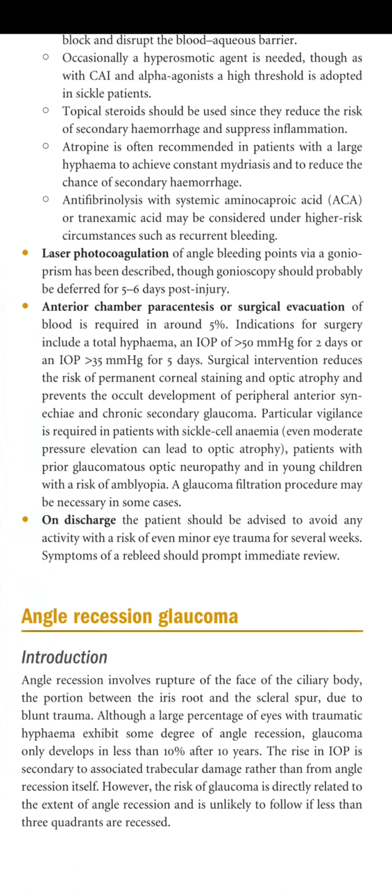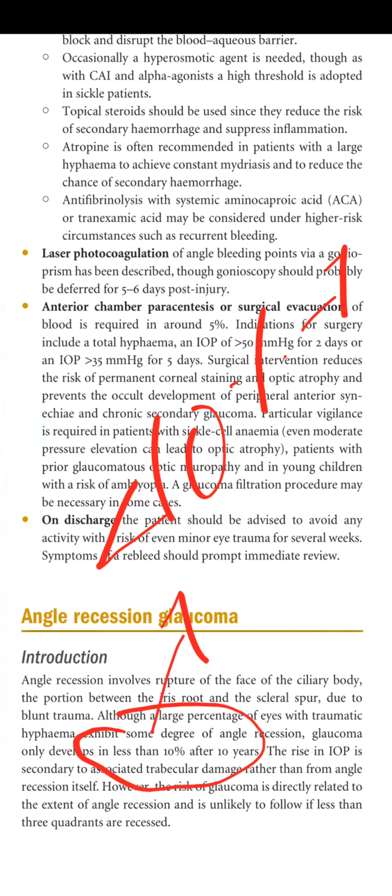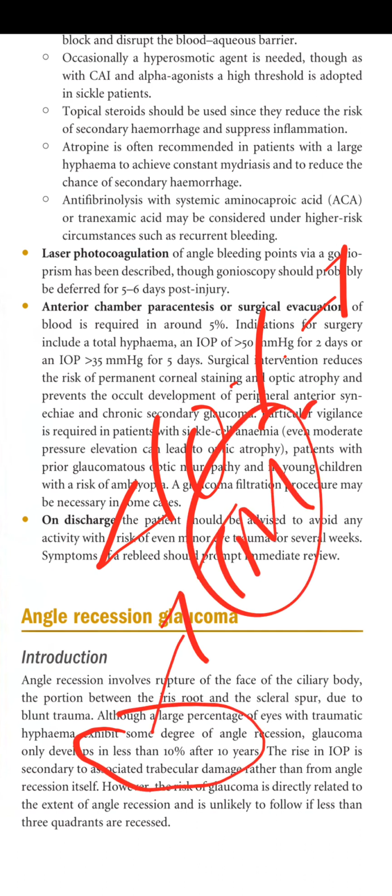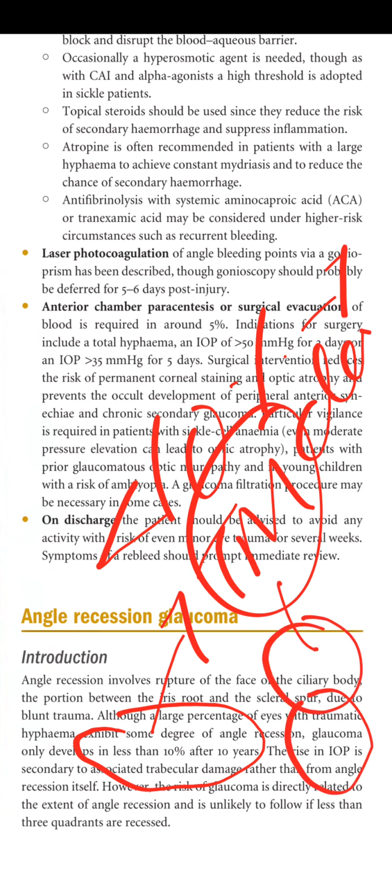Although a large percentage of eyes with traumatic hyphema exhibit some degree of angle recession, glaucoma only develops in less than 10% after 10 years. So it develops in less than 10% of the cases after 10 years. The rise in IOP is secondary to associated trabecular damage rather than from the angle recession itself. So very important, the pathogenesis: there is trabecular meshwork damage, not just that the angle has been recessed, which means the ciliary body has been ruptured.